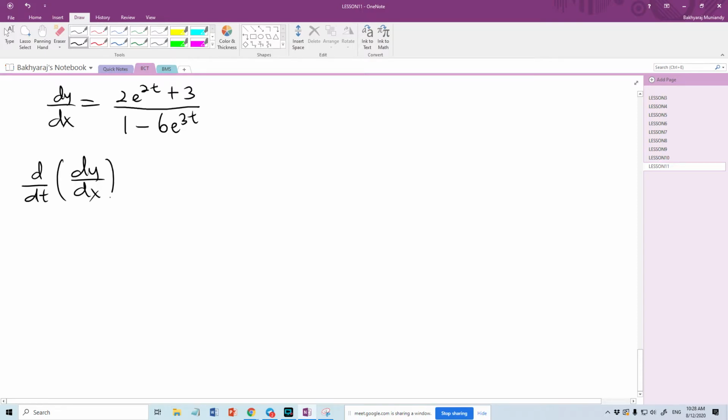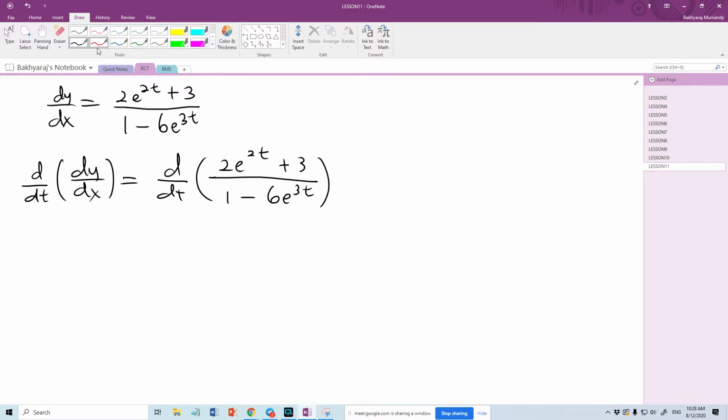Okay, macam mana kita nak start? Start dengan d over dt of 2 exponent 2t plus 3 divided by 1 minus 6 exponent 3t. Okay, how to do this? Anyone can share your opinion on this? Macam mana nak differentiate ni? What is the suitable rule that you can use for this?